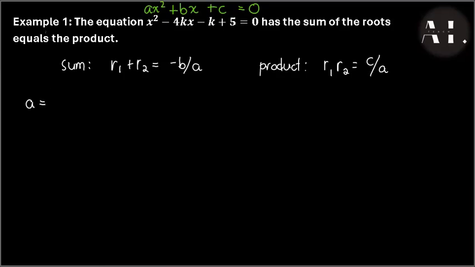For the value of a, we can find it in the first term of our given equation, and that is 1. The value of b is negative 4k, and for the value of c, that must be negative k plus 5.